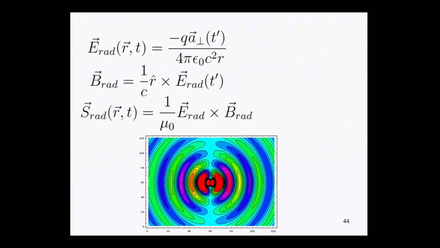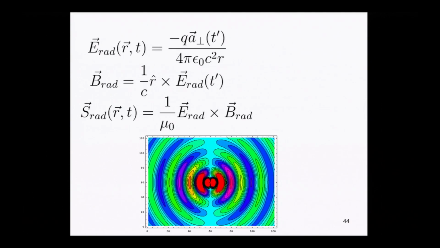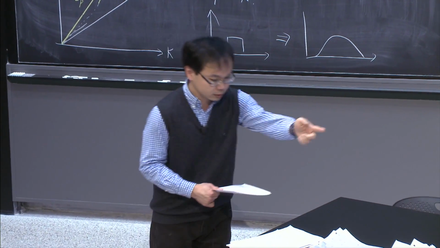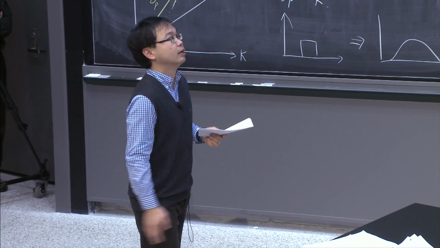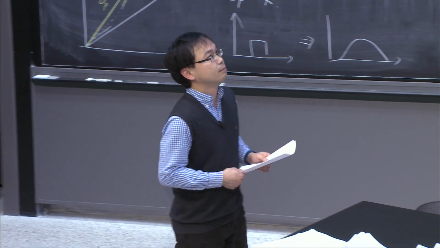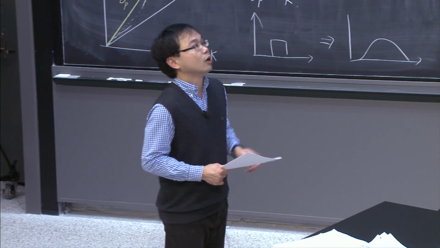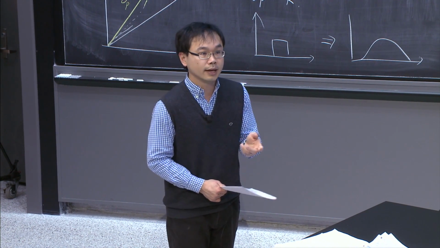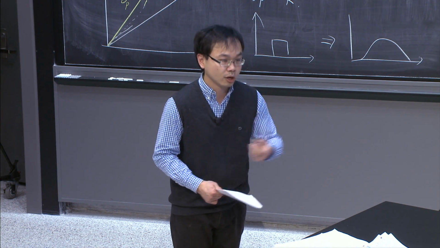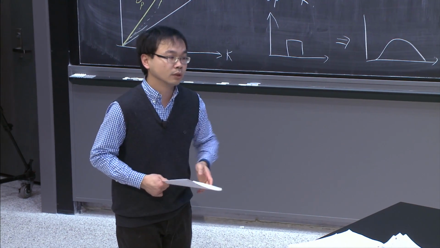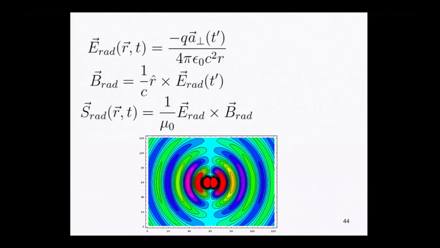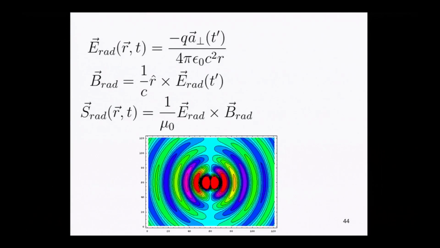perpendicular projection of the acceleration of the particle with respect to the direction of propagation, which is the so-called A perp, and only the perpendicular direction acceleration actually counts. The one which is parallel to the direction of propagation doesn't really count, as you can see from this equation. And the T prime, what is T prime?